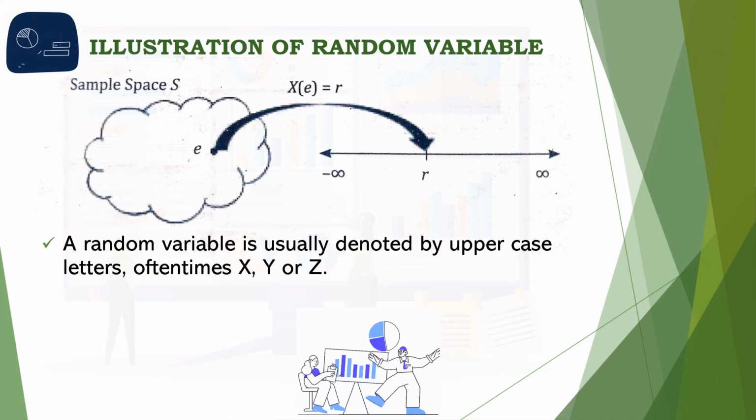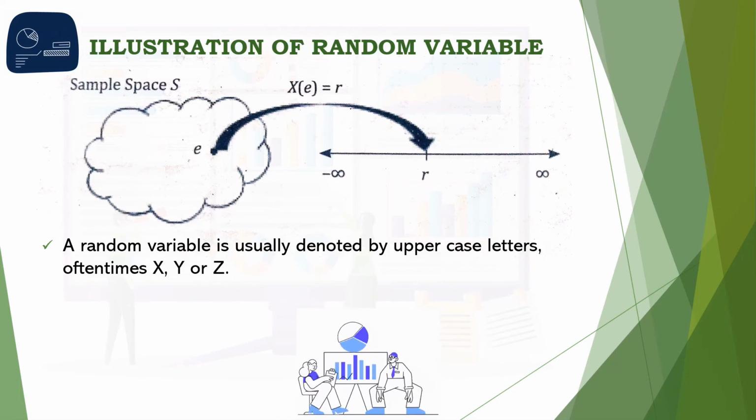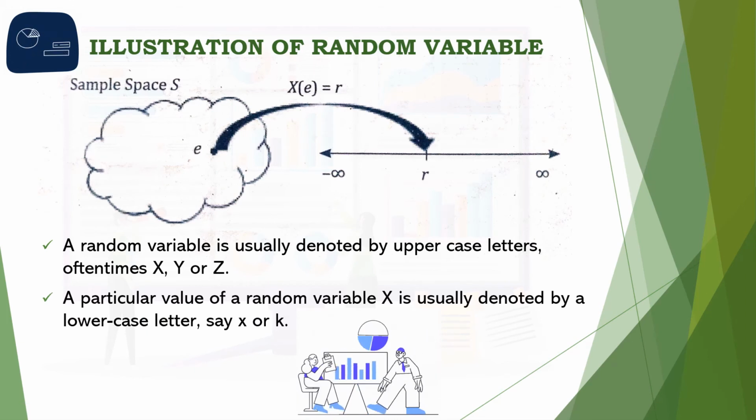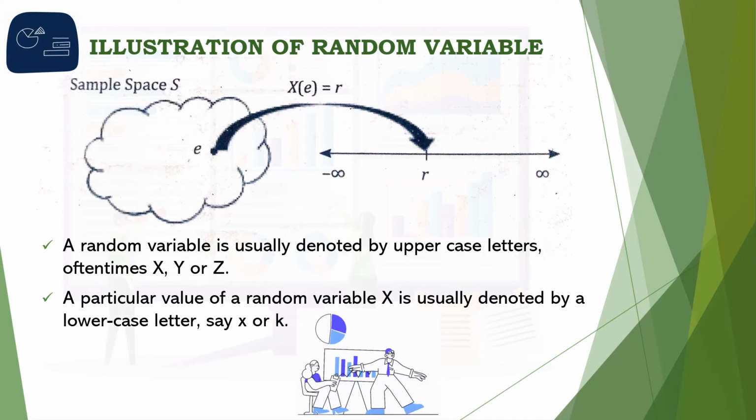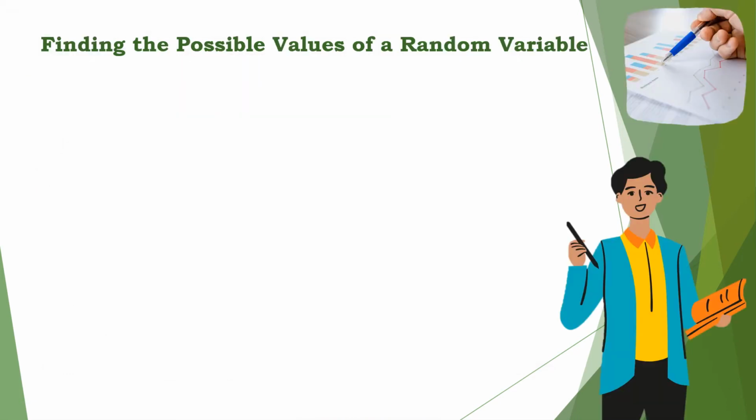Okay, a random variable is usually denoted by uppercase letters, oftentimes X, Y, or Z. So it is typically represented by a capital letter, usually X, sometimes Y or Z. Also, a particular value of a random variable X is usually denoted by a lowercase letter, say x or k. So we use this small letter to represent a certain value of a random variable. For us to understand better the concept of random variable, take a look at these examples.